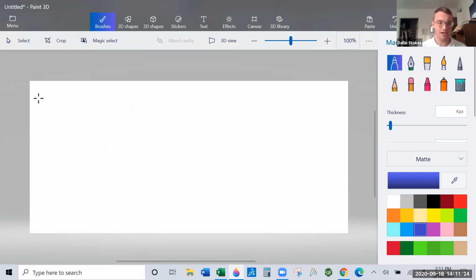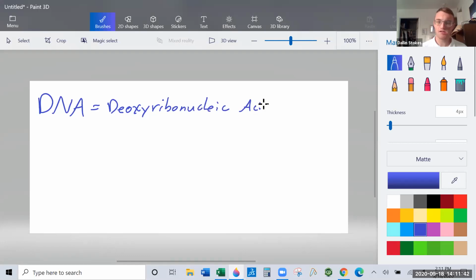Okay, DNA is an acronym that stands for deoxyribonucleic acid. It's a mouthful. Deoxyribonucleic acid. You can see why we abbreviate it as DNA.